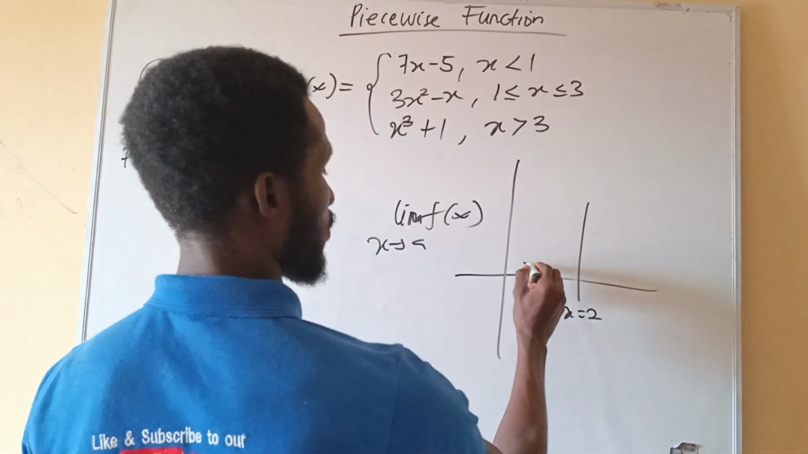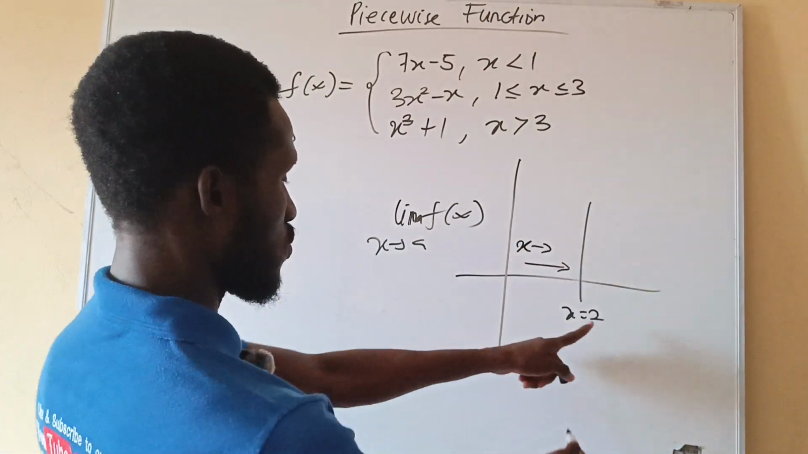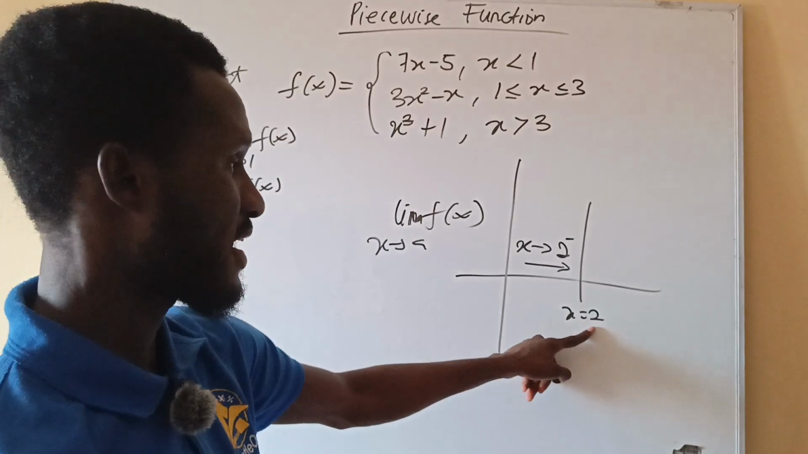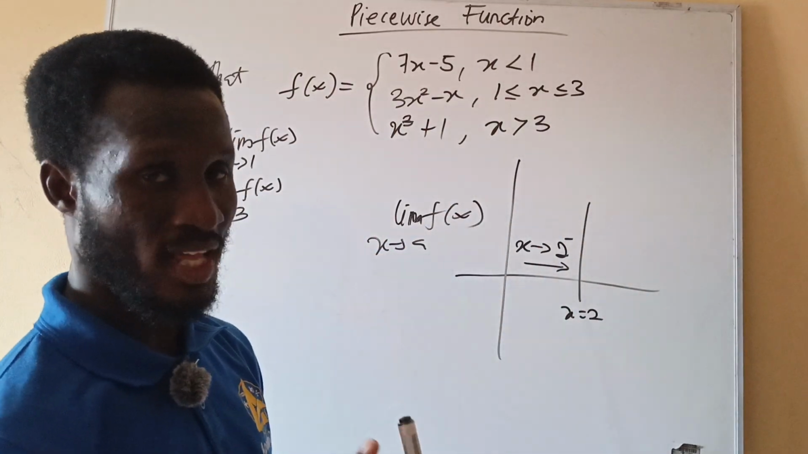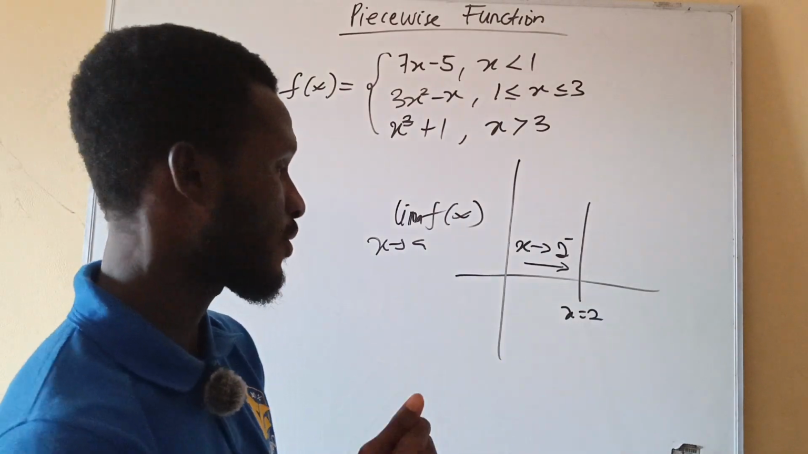Now when the number is approaching 2 from the left, it means that x is approaching 2 from the left. The left means exponent negative. Yes, the negative here means from the left. I talked about that one in the previous video about limits. Make sure you go and watch.